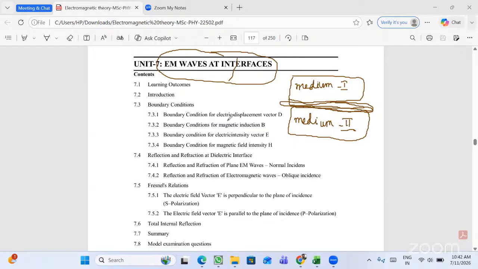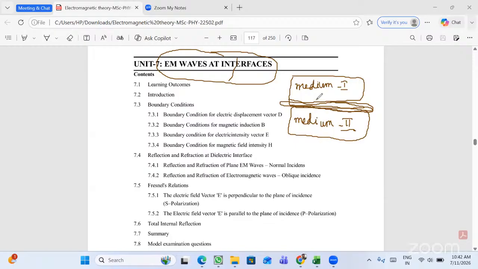So here what we are seeing is when this electromagnetic wave is propagating from one medium to another medium, how it is going to propagate, what propagating properties it has when it is moving from one medium to another. That is what we have to see here. So when it is moving, we will get different things into consideration, like the electromagnetic wave which is incident in medium 1.